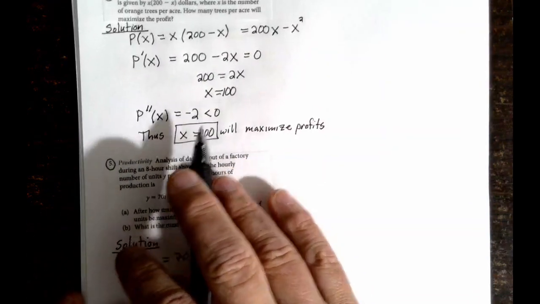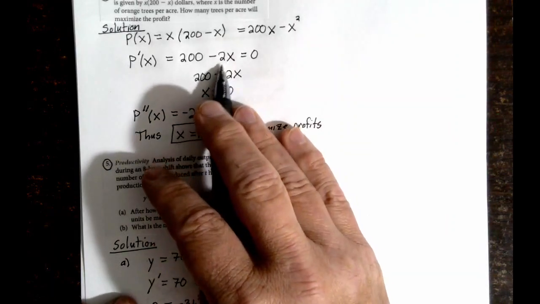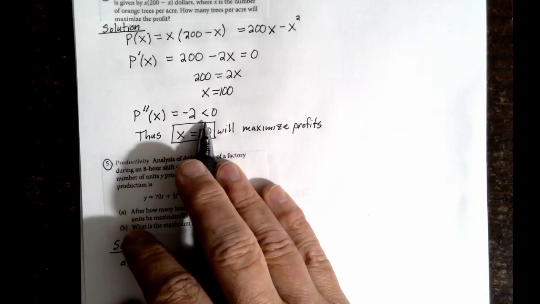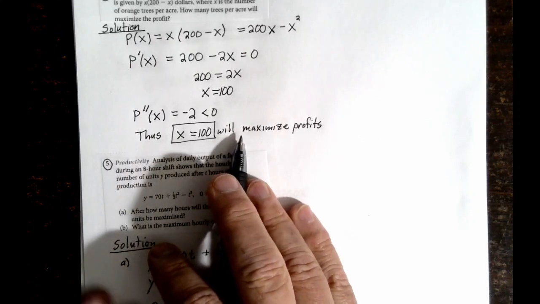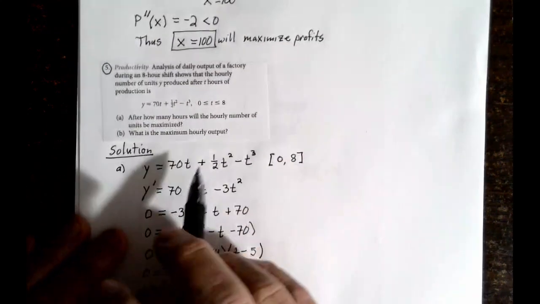So that means, well, I took the second derivative as well, and I got a negative number, which means the second derivative is always negative, which means if we find a critical value, it is a maximum. And so 100 trees per acre will maximize your profits.